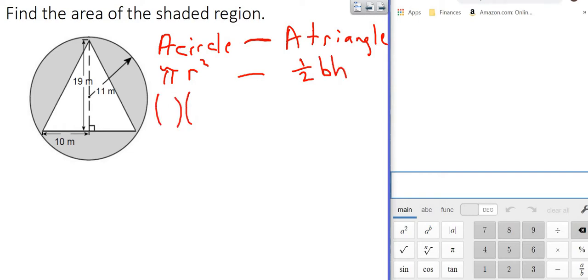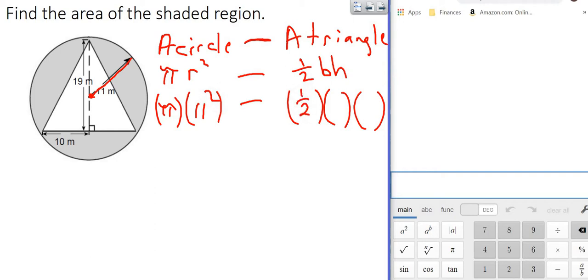So just like I told you before, I make all my parentheses for everything that needs a spot. That way I don't mess up. I'm going to put pi here. Now I have to find my radius. Well, here is the center of the circle, and it goes out to the edge, so my radius is 11 squared. Now I'm coming over to my triangle.